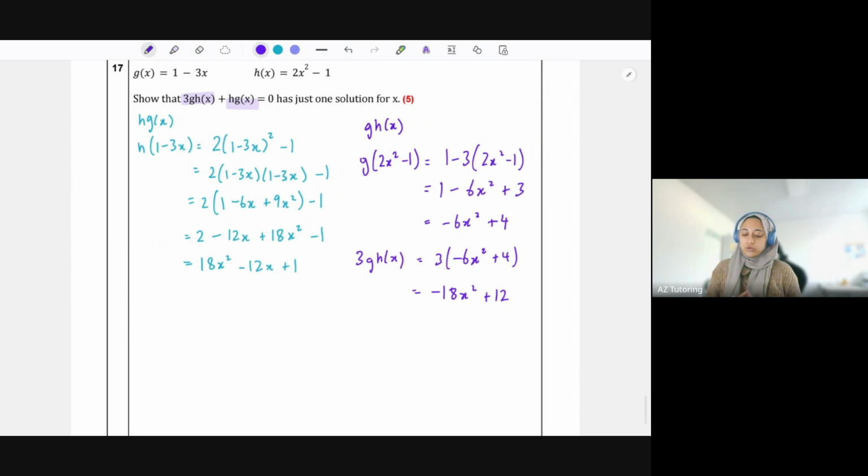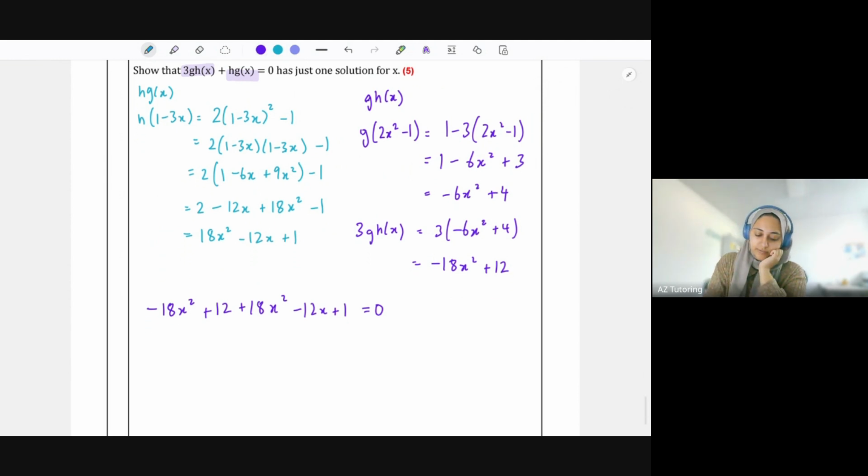Okay, so we're adding them, so 3gh of x, which is minus 18x squared plus 12, add hg of x, which is this here, plus 18x squared minus 12x plus 1. And we're equaling it to 0 and we're solving, because we're showing that it's got just one solution for x. So let's solve this. Minus 18x squared plus 18x squared, that cancels. So we've got minus 12x, and then 12 add 1 is 13.